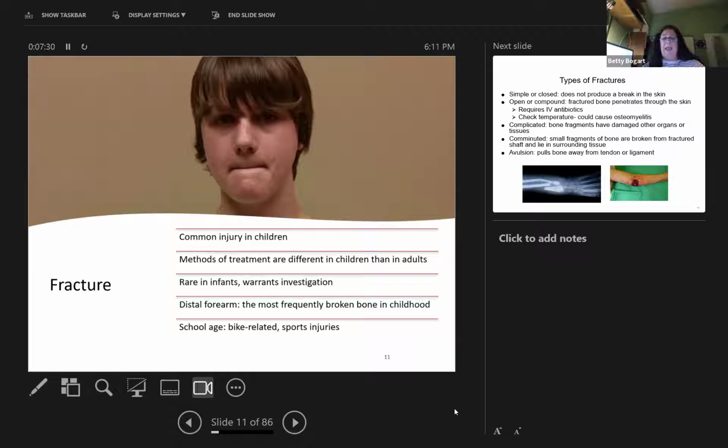Now, if you get a newborn that has a fracture, you need to really be aware that that's not normal. Those bones on newborns and infants are very soft and malleable. It takes a heck of a bang or injury to create a fracture. So if you see anything like that, you should report it to the doctor, and it should be investigated. Because the job in child abuse as a nurse is to protect the infant.